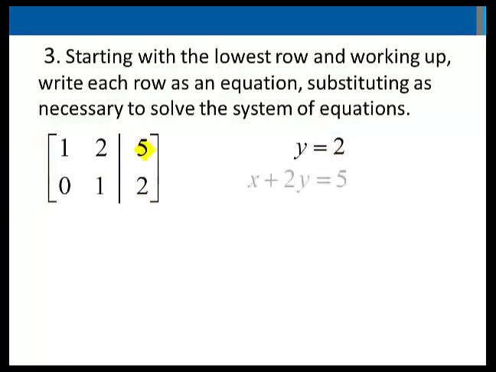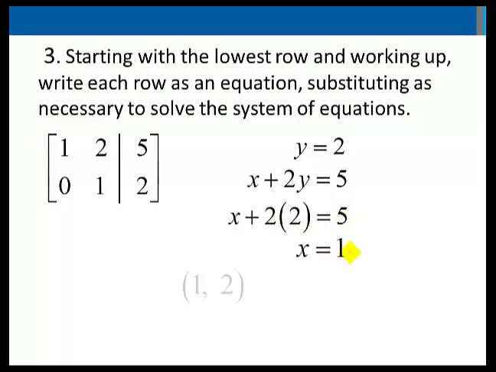Moving up to the first row, I have x plus 2y equals 5. And then I can replace the y here with 2. So I will have x plus 2 times 2 equals 5, resulting in x equals 1. My solution for this system of equations will be the ordered pair 1, 2.